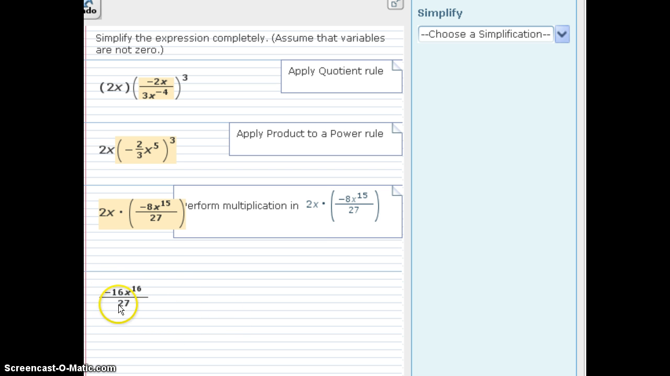It can't be simplified anymore because 16 and 27 don't have any common factors. I only have x on the top of the fraction, so there's nothing more to be done with the x's either. So I am done with this problem, and that would be the answer.